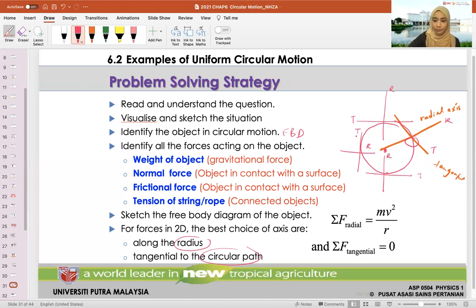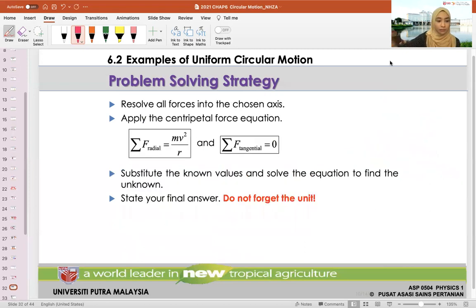Okay. Here they define F net in the radial as mv squared over r, which is m a_c. And they already declared that F net in the tangential is equal to 0. But we don't really care about that. Okay. Moving on. State your final answer. Do not forget units.